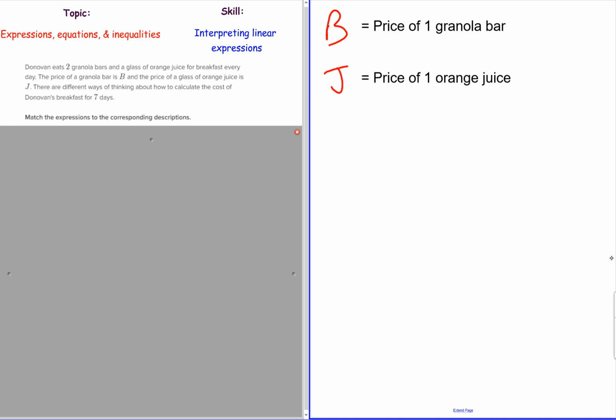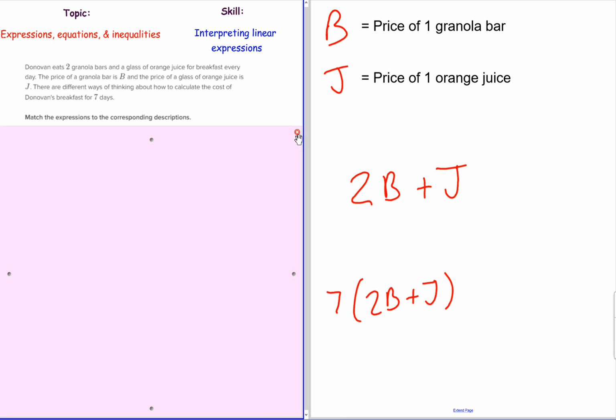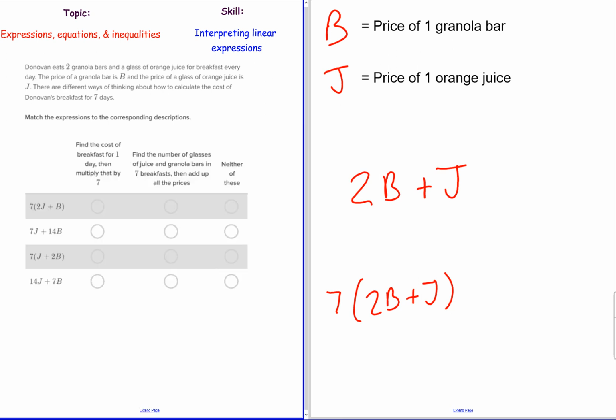So in one day, he eats 2 granola bars, so that would be 2 times B, plus he eats 1 glass of orange juice, so 1J, right? 2B plus J. That's one day. And in 7 days, that would be 7 groups of 2B plus J, right? So let's see what it says here.